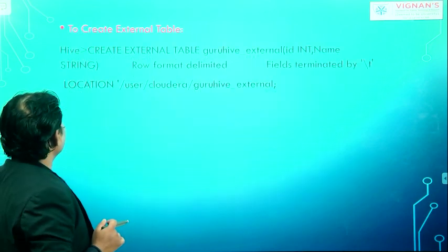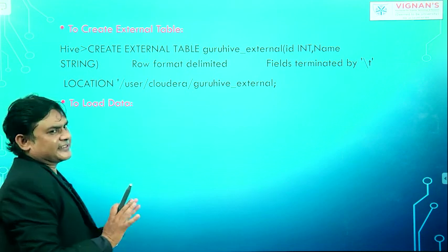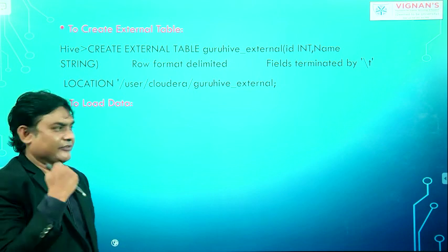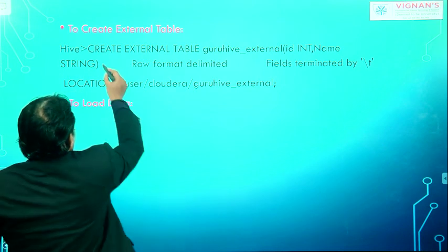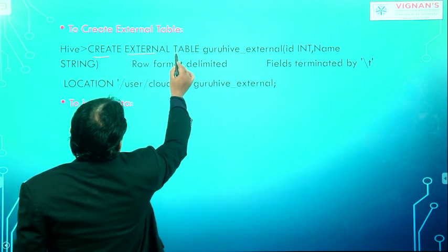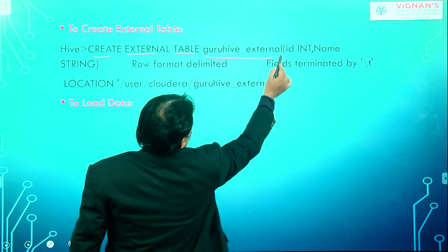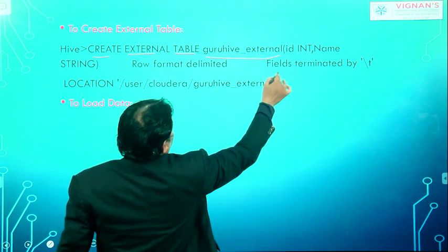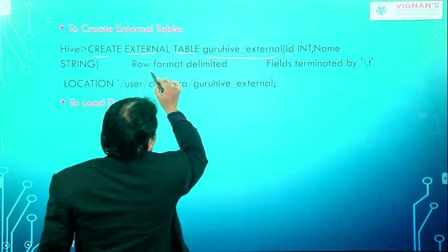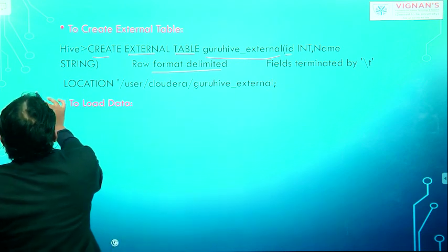Now this is the way you have to create the table. See, the syntax of internal and external tables looks similar, but you have only one basic difference. I will tell you. First you are going to create an external table. You have to give the name of the table. Then we have a schema. You're going to define the schema. We have a field ID and we have a name. Row format delimited like an internal table. Fields terminated by tab. Here you have to specify the location.